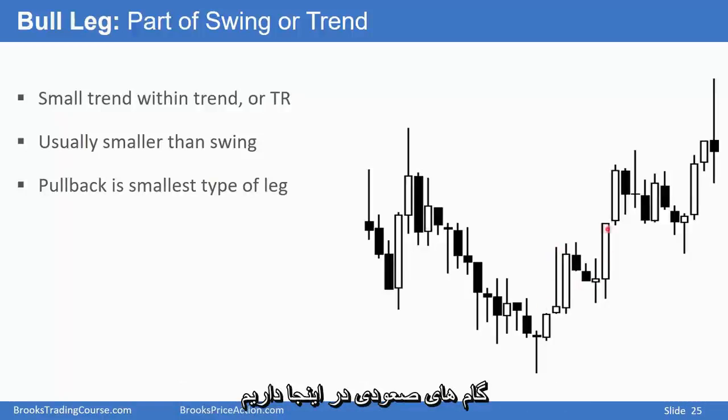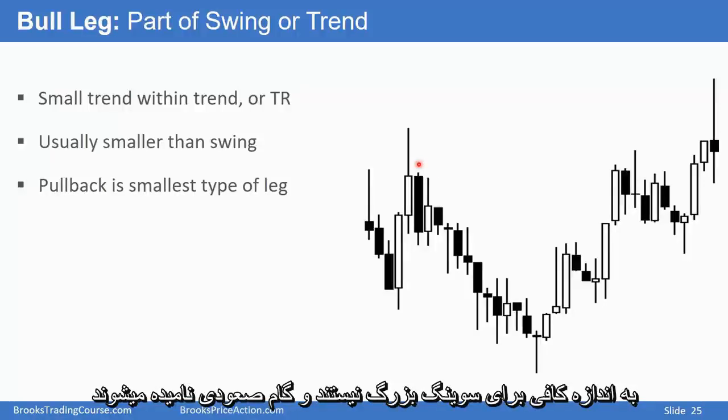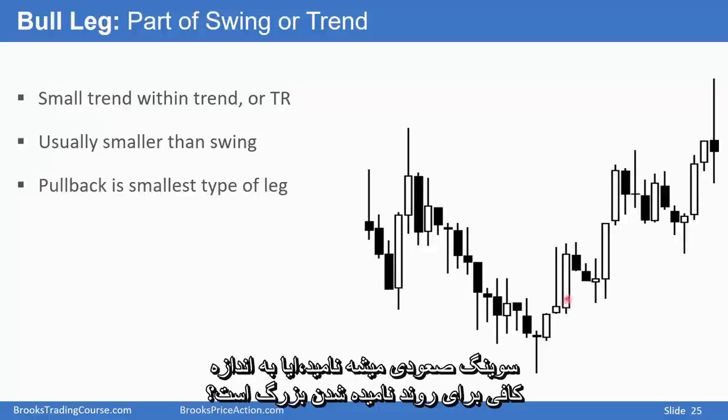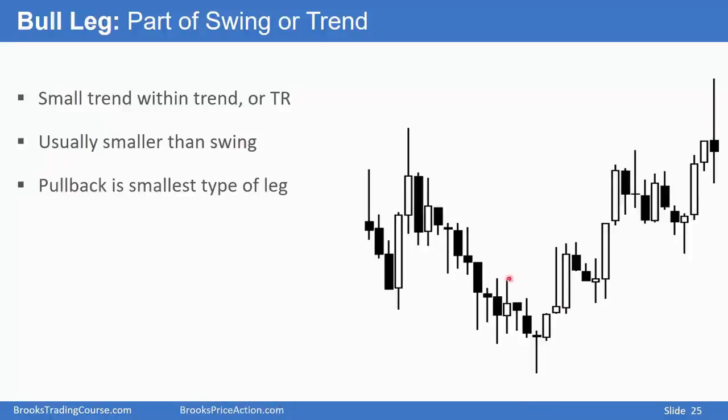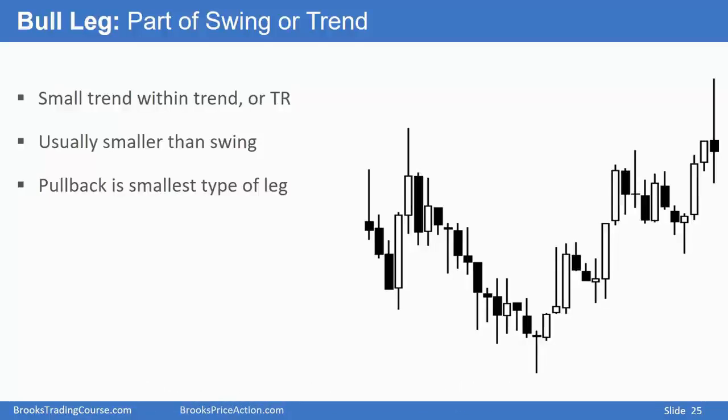Bull legs, bull leg here, bull leg there, bull leg here. Not really big enough for a swing, so I'd call it a bull leg. This is big enough for a swing, so you can call it a bull swing. Is it big enough for a trend? I don't know. You might call it an early bull trend or a swing up.